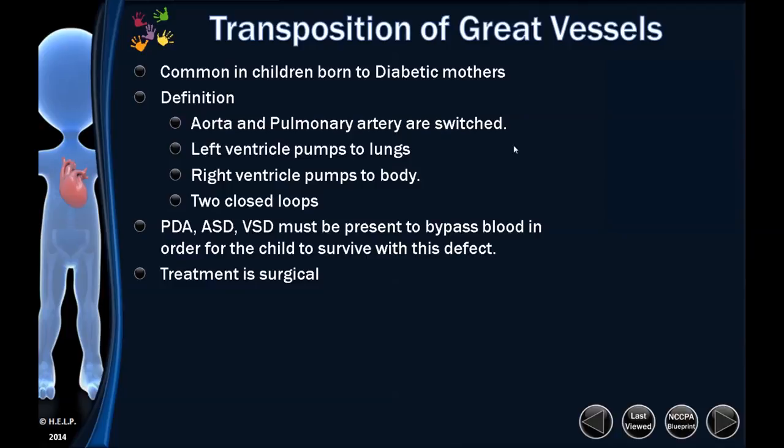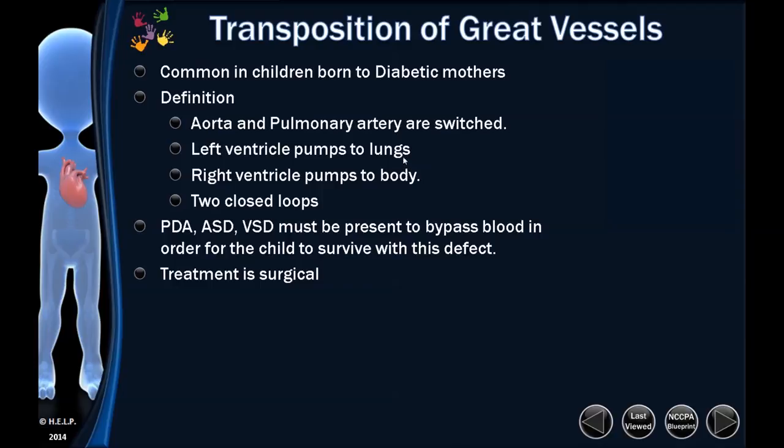Transposition of the great vessels. It's not actually a blueprint topic, but it's part of the cardiology section. It's common in children that are born to diabetic mothers. And what happens is the aorta and the pulmonary artery are switched. So the left ventricle just pumps to the lungs and the right ventricle pumps to the body. They're not connected at all. This is not compatible with life.